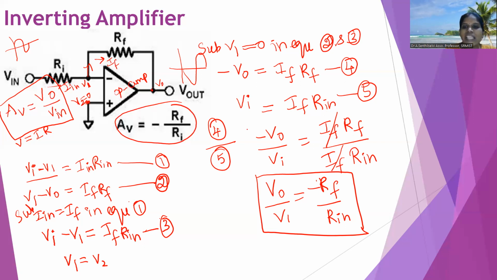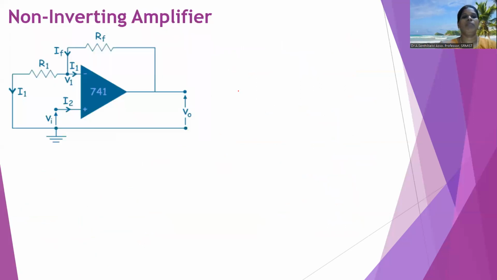So we know the voltage gain equation, that's why we divide the equations V out by V in, and we get the gain value. Next, we move to the non-inverting amplifier. Here, we will use Kirchhoff's current law. What is Kirchhoff's current law?